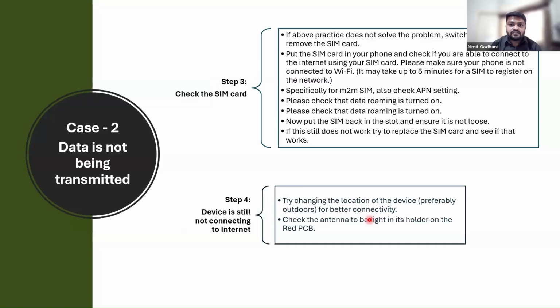In case of the SIM card, especially for M2M SIM, we also check the APN settings and check that roaming is turned on. We put the SIM back into the slot and ensure it's not loose. If this still does not work, try to replace the SIM card and see if that works. And if the device is still not working, we try to change the location of the device for better connectivity. We also check that the antenna is tight in the holder for the red PCB.